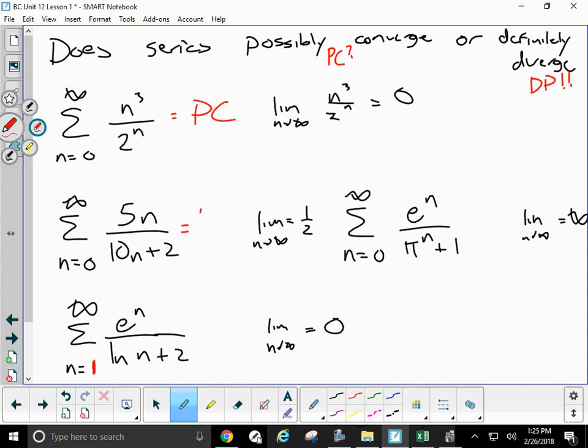The second one definitely diverges because I would just be continually adding a half as I looked at larger and larger n values. This third one definitely diverges. E to the n is, oh, never mind, sorry.